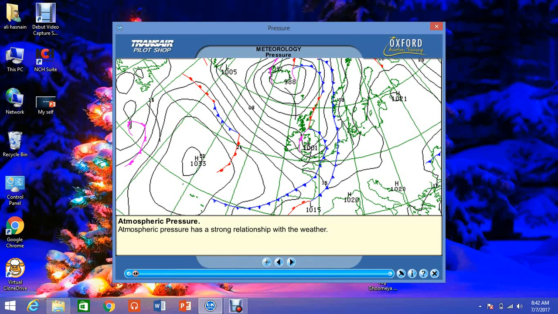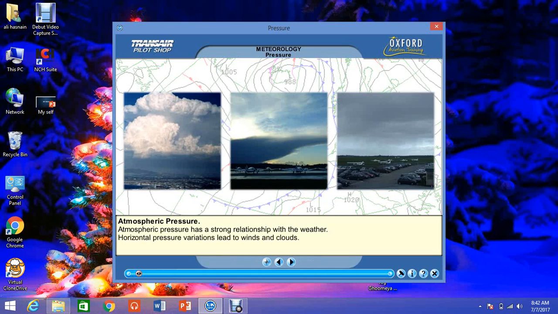The study of pressure and pressure variations in the atmosphere is fundamental to an understanding of meteorology. The forces generated by horizontal pressure differences give rise to horizontal and vertical air movement, creating winds and clouds.